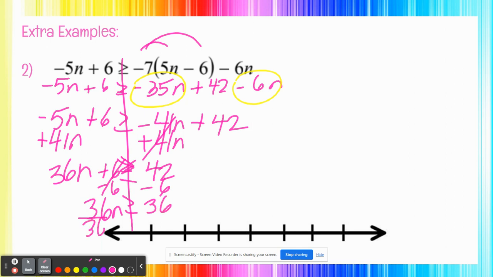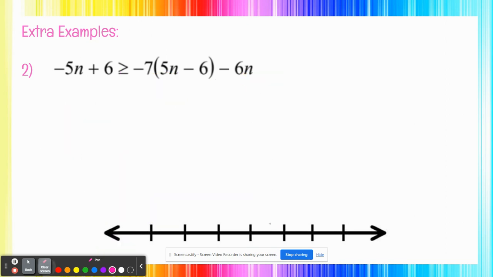Divide both sides by 36. So n is greater than or equal to 1. That's a solid dot at 1, and that's going to be going to the right. All those values are true. All right, so hopefully that gives you some examples of solving multi-step inequalities.